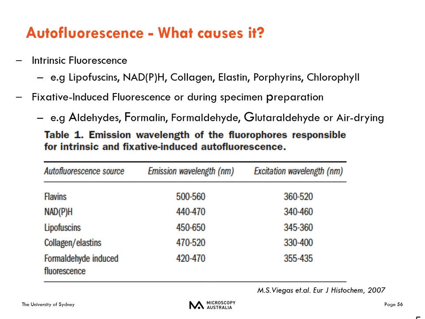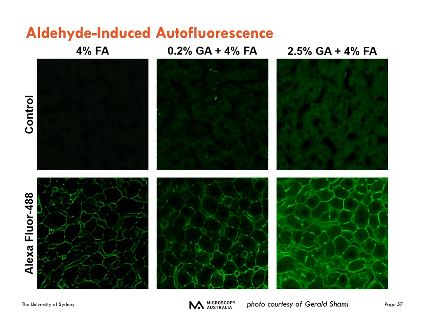Fixative can also induce autofluorescence during sample preparation. Glutaraldehyde or formalin can cause autofluorescence in samples, and air drying can also cause autofluorescence. Here is an example of the autofluorescence caused by glutaraldehyde. When increasing the concentration of glutaraldehyde in the fixative, you can see the background fluorescence start increasing.